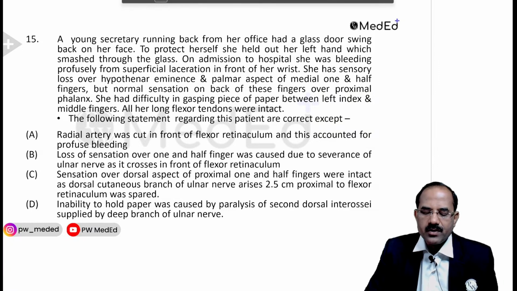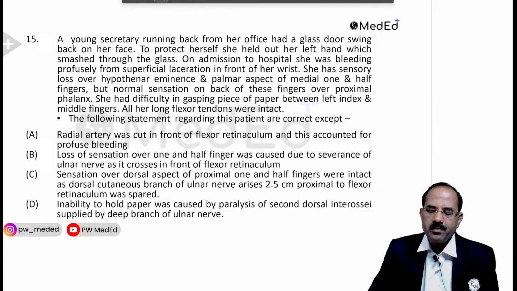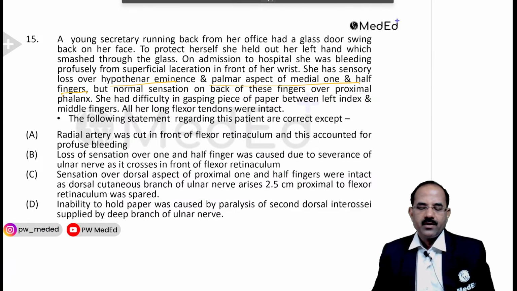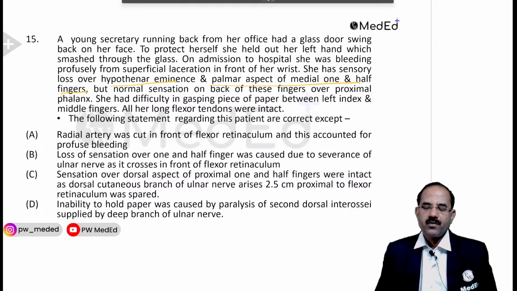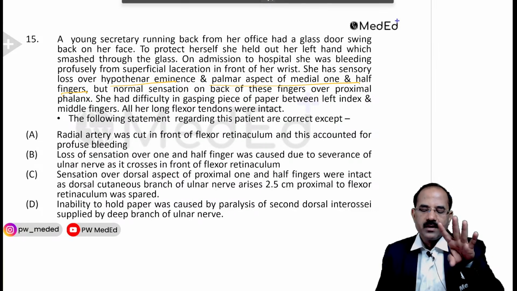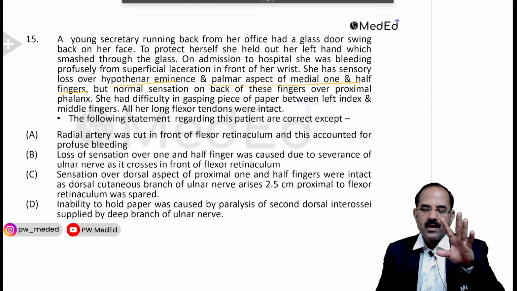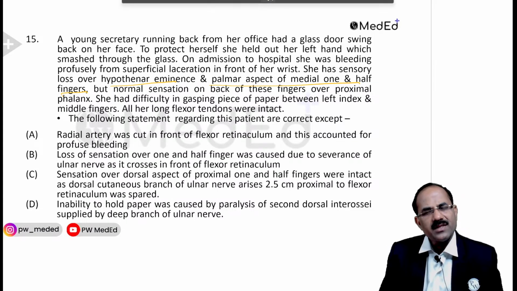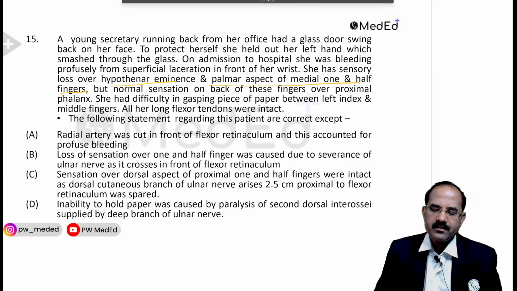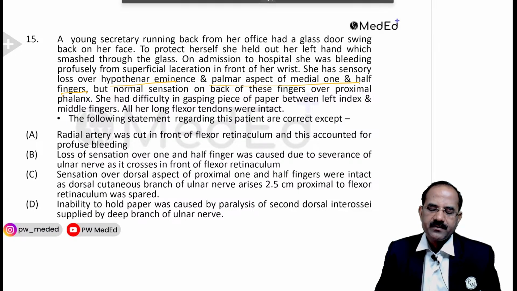She had sensory loss over the hypothenar eminence and the palmar aspect of the medial 1.5 fingers, but normal sensation on the back of these fingers over the proximal phalanx. She had difficulty grasping a piece of paper between her index and middle fingers. All her long tendons were intact. So, which nerve is involved? Can anyone tell me?